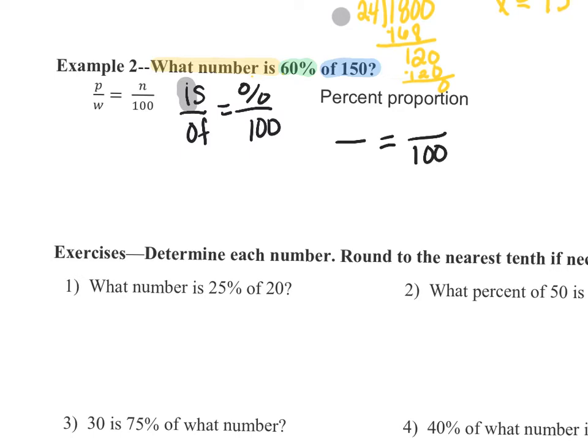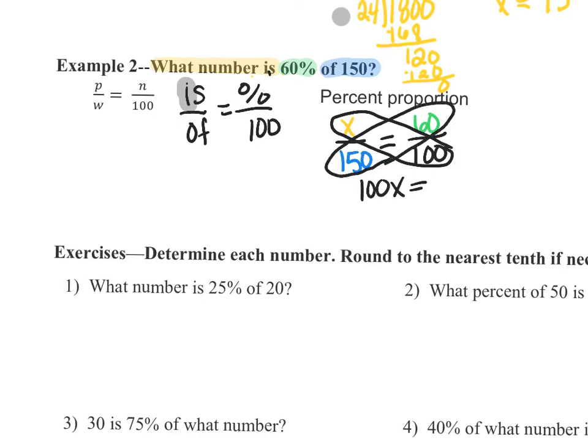Okay, so what number is? That means is my question mark. So it's going to be my X. 60% is going to go in my percent spot. Of 150 is going to go in my of spot. Okay, and then I have something set up, ready to go. We know that 60 is bigger than 50, so we need to be more than half of 150. So let's solve it. We're going to say 100 times X is 100X. 60 times 150, we're going to need to do the math there because I don't know that in my head.